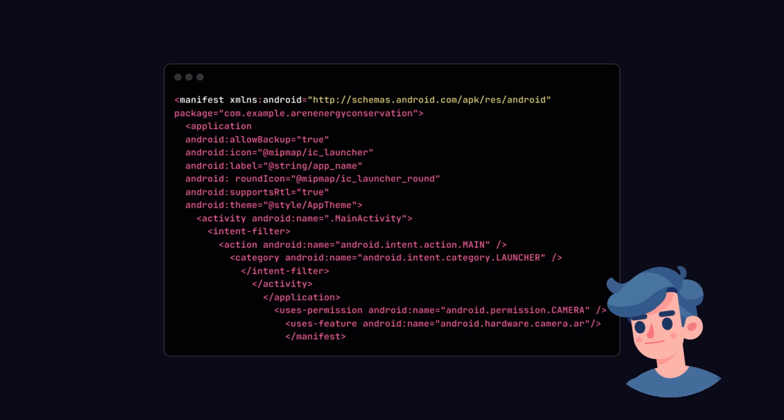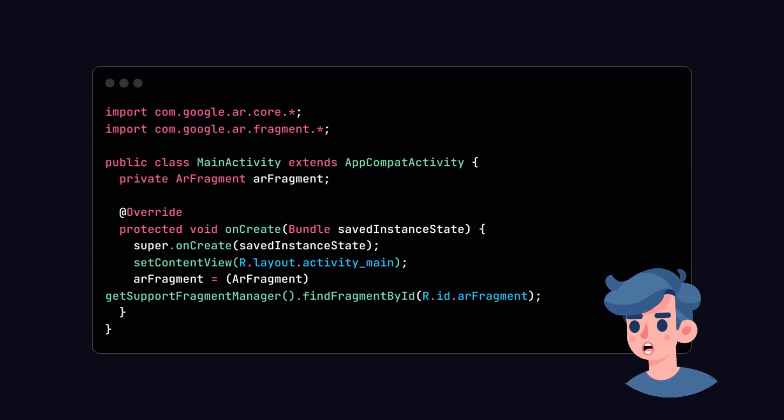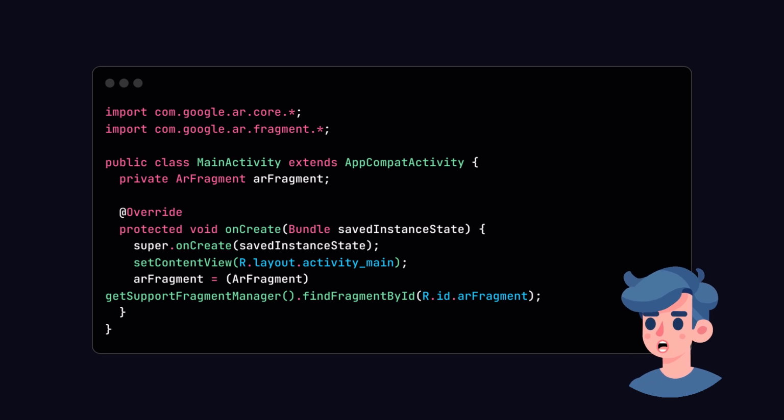In addition to the SDK, we also need to add some permissions and features in the Android manifest.xml for AR functionality. Make sure you include permissions for camera access. Let's now initialize AR in our app. We will create an AR fragment to manage the AR experience. Go to your main activity and set up your AR fragment.